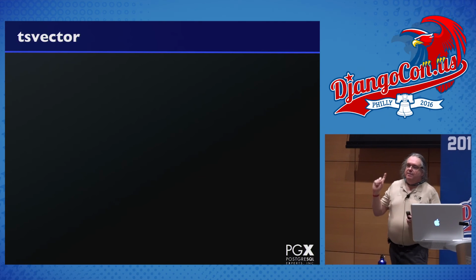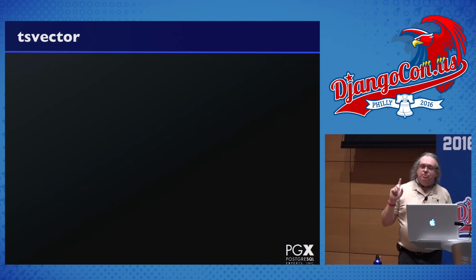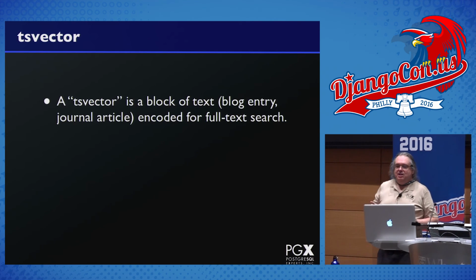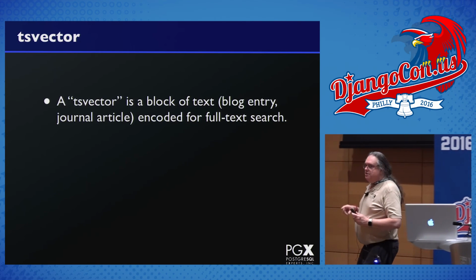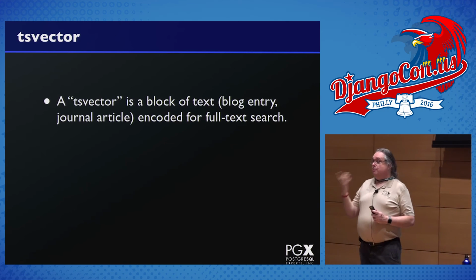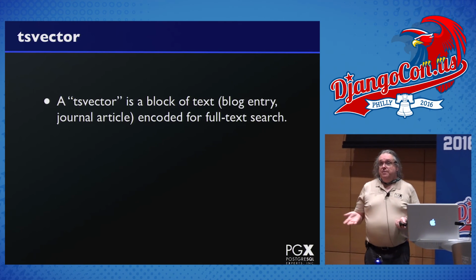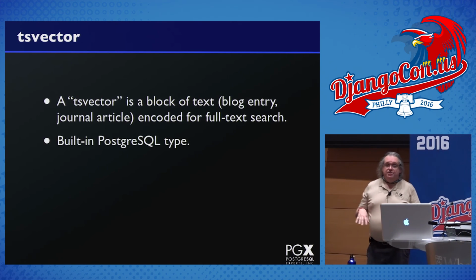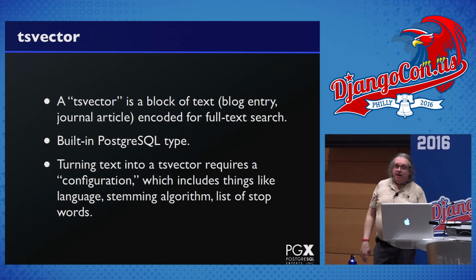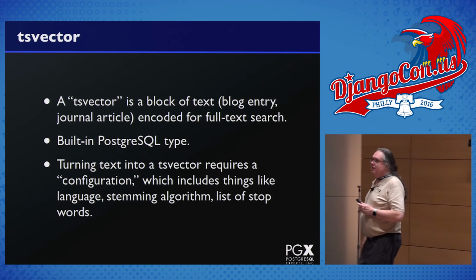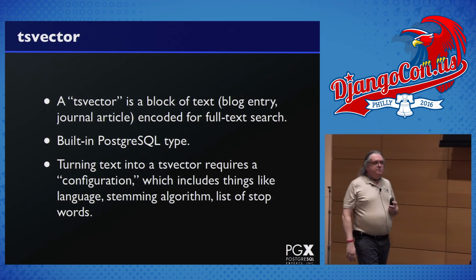First, you have to get some concepts down, and this is a little bit hard to wrap your brain around. I have to go back to the docs sometimes on this. There's this thing called a TS vector, which is a block of text. You can think of it like the blog entry or the description in a catalog or something like that. Big old block of text encoded for full text search. So transformations have been done on it to normalize it, strip all the uninteresting extensions out, remove the stop words, all that stuff. It's a built-in Postgres type. Doing that transformation requires this thing called a configuration, which I am not going to go into because we could have spent the entire time on it.